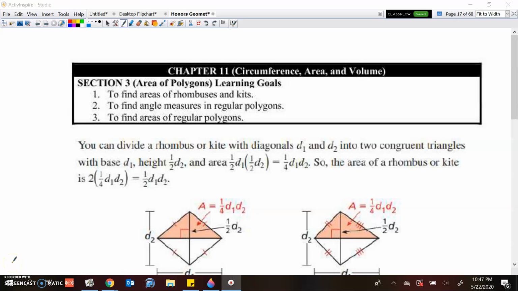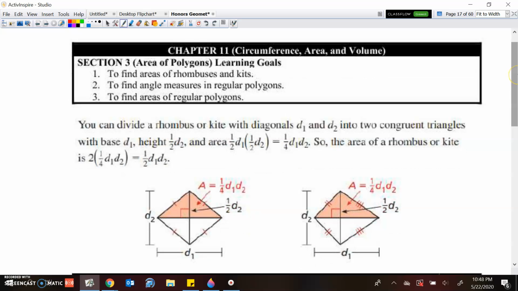Right, Chapter 11, Lesson 3, we're talking about area of polygons. So we already know some familiar areas: square, rectangle, triangle. We're going to use the triangle, actually. The reason we spend so much time on it is because it's such a basis for other things. We're going to see that right here.